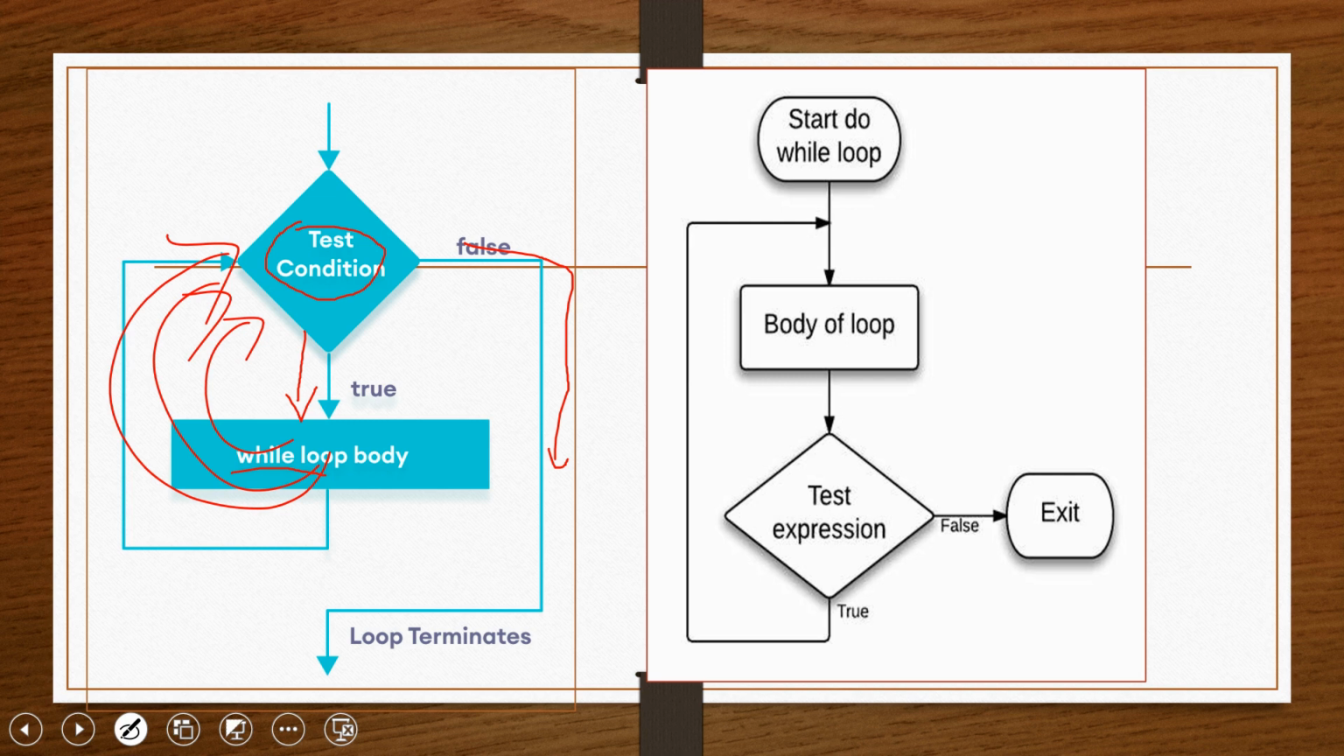So look here also: as I said, a test condition will be there, initialization will be there, and increment or decrement will be there. All three must be there in the while loop also. Okay, let's see an example for this while loop.